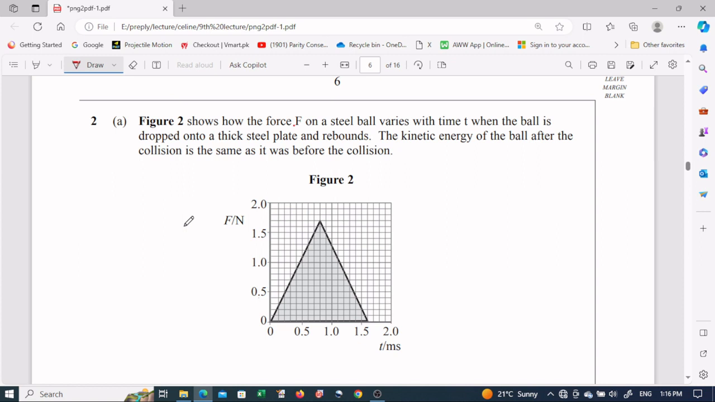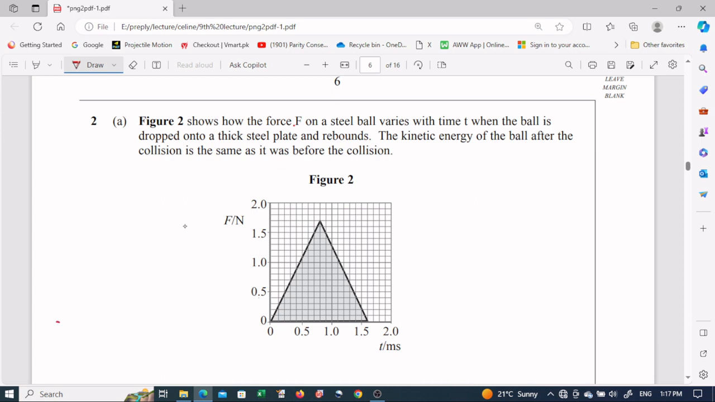In this video, I'm going to discuss the most tricky question of the AQA A-level physics exam. I will read the question first and then explain. Figure 2 shows how the force F on the steel ball varies with time t when the ball is dropped.